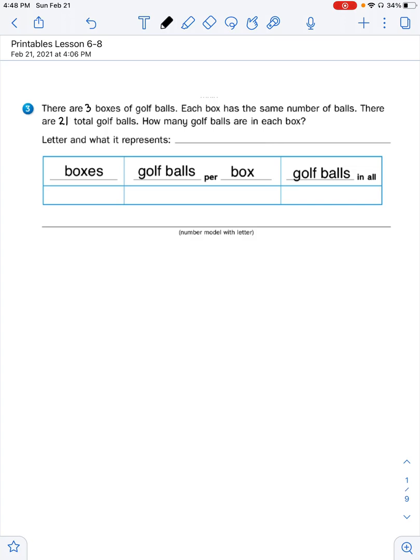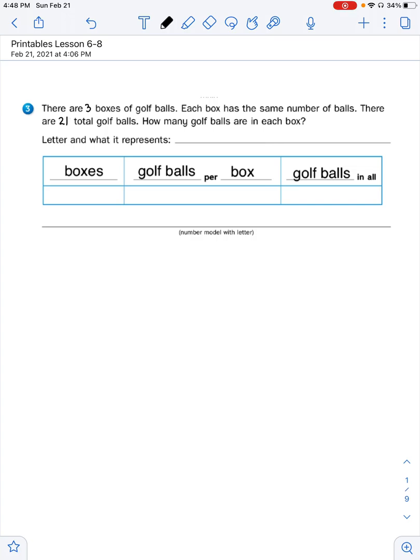So this is a problem that you guys did last week. I just changed the numbers so that you could see it a little bit differently. Okay, so this says that there are 3 boxes of golf balls. Each box has the same number of balls. There are 21 total golf balls. How many golf balls are in each box?